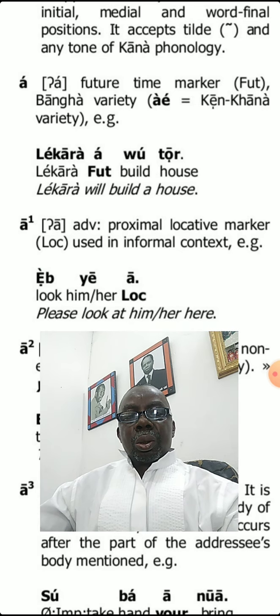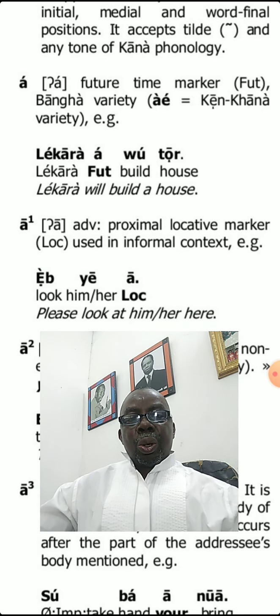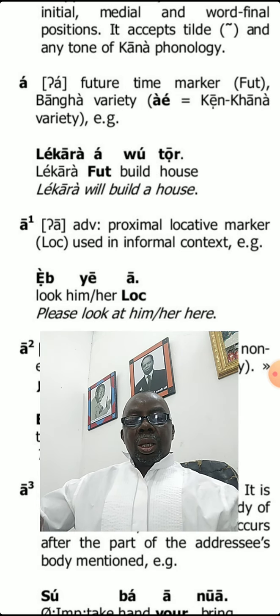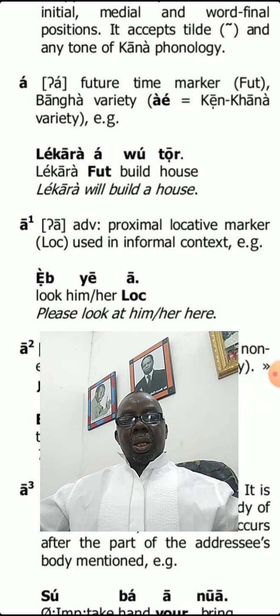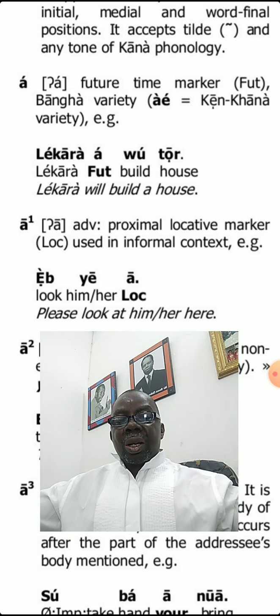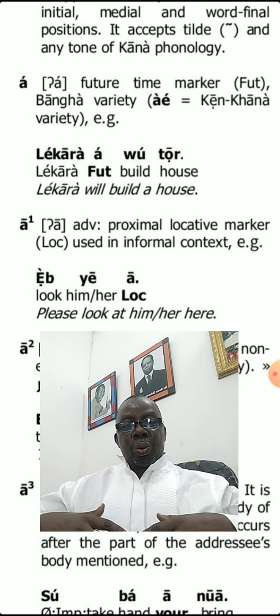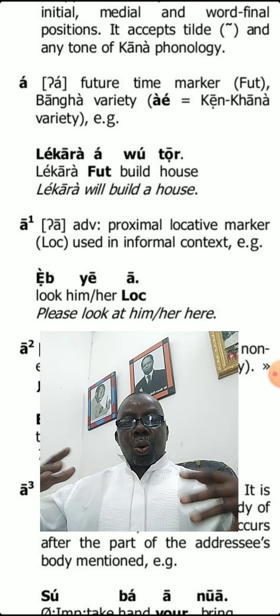Here we go to the second function of the letter A. It is a proximal locative marker. Proximal locative marker. The implication here is that when you use the letter A with a mid-tone this time, it means that what you are referring to is closer to you, is close by or closer to you.